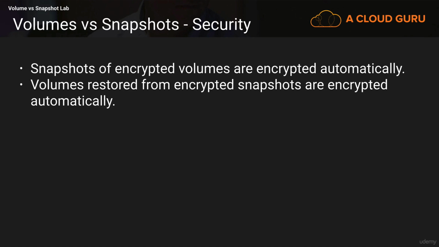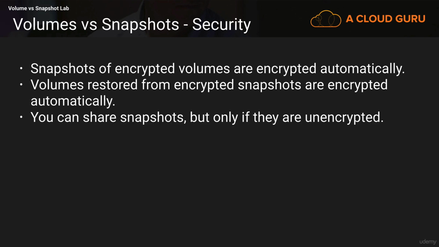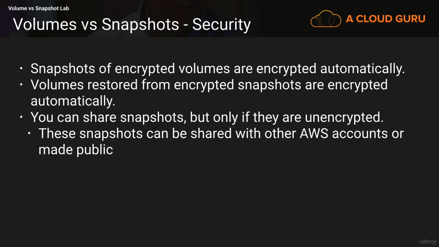Volumes restored from encrypted snapshots are encrypted automatically as well. So once you've encrypted your snapshots, any kind of restoration you do from those snapshots is going to be encrypted. And then you can share snapshots, but only if they're unencrypted. So you can't share encrypted snapshots because the encryption key is tied to your AWS account. And these snapshots can be shared with other AWS accounts, or you can make them public and you can even sell them on the store, which we had a look at earlier.